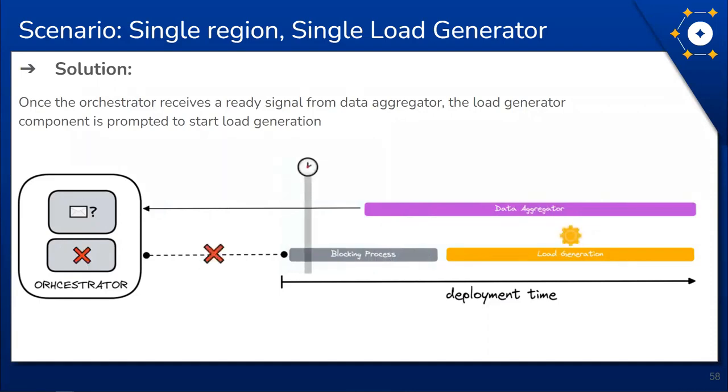In this example, the load generator is ready first, but the blocking process prevents the load generator from beginning early. In essence, this blocking process continually polls the orchestrator, waiting to receive a signal if the load generation should begin. From the perspective of the orchestrator, it will keep the blocking process going until a ready signal from the data aggregator is received. Overall, we can see that this has an effect of guaranteeing that an aggregator is ready before any load generators begin sending data.